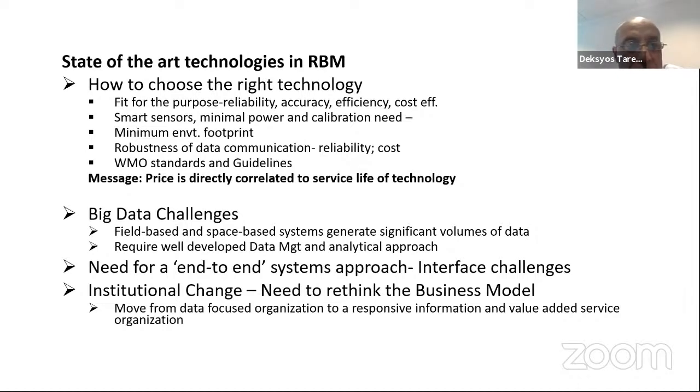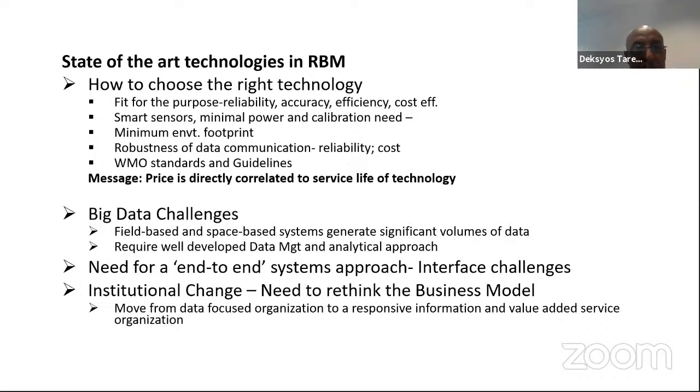It should also, of course, have robustness in its data communication systems. Robustness and reliability are all related to the cost also. And of course, it should fit with WMO standards and guidelines. Here, the message given was that the price is directly correlated to the service life of the technology. It doesn't mean the higher the price, the better, but there is a correlation. I think that's what the presenter wants us to say.